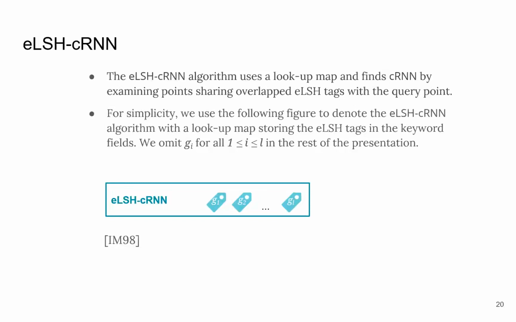So how to solve the CRNN problem? We use an algorithm called ELSH CRNN, which is built on locality sensitive hashing in extension form, or ELSH as we called it in our work. Essentially, ELSH is a vector of random hash functions. The closer the data, the higher probability they will share the same hashes or ELSH tags. So the ELSH CRNN algorithm uses a lookup map that stores the ELSH tags of all the data points in the keyword field. It finds the RNN by examining points sharing overlapped ELSH tags with a keyword point.